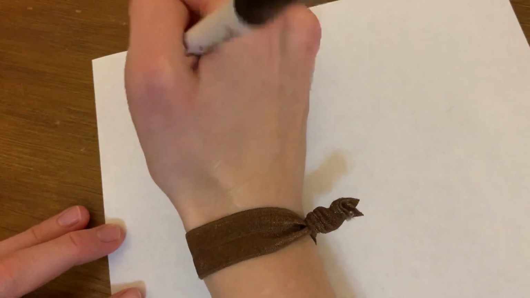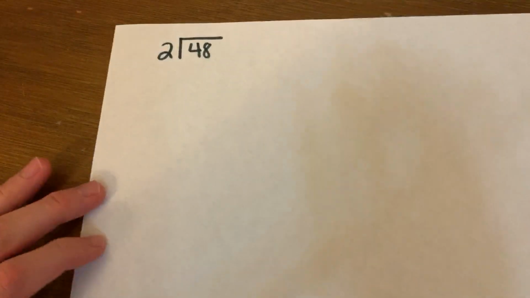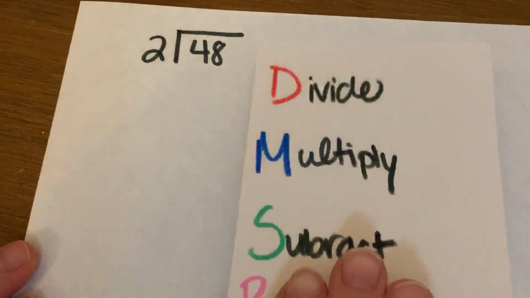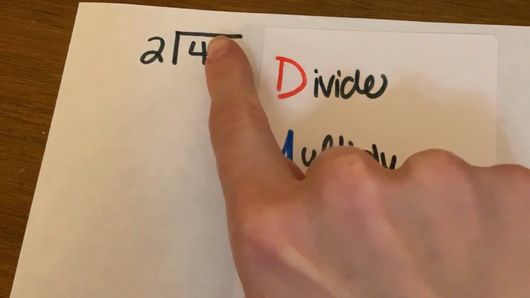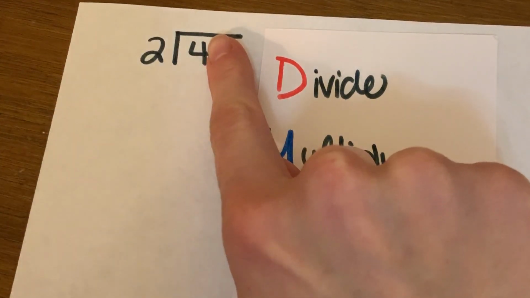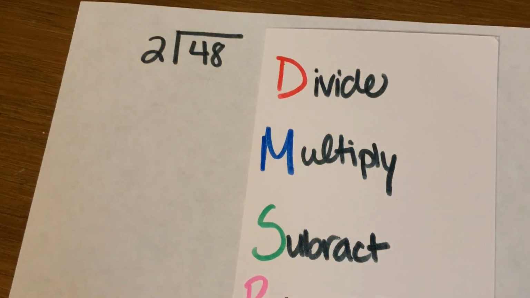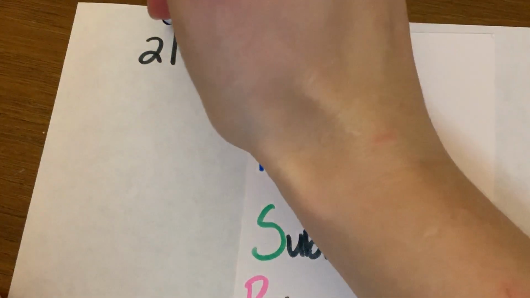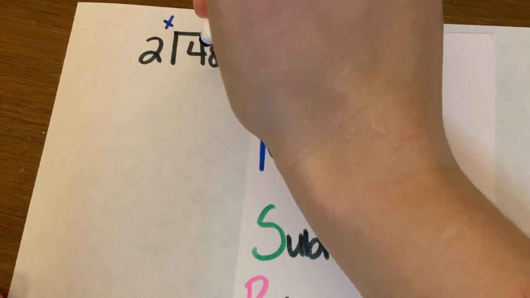The first problem is 48 divided by 2. Okay? So I'm going to break it down step by step. So the first step is to divide. So I am going to go ahead and ask myself, 2 times what gives me 4? Now, some of us are not realizing that we need to write the number that is being multiplied by up here. So 2 times something equals 4, or as close to 4 as possible.